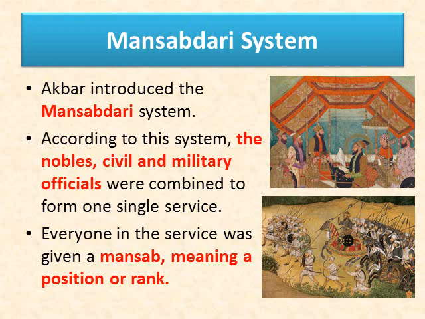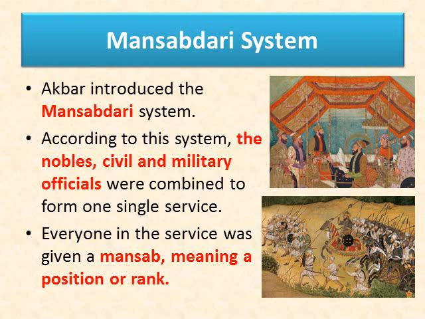One is Zat, the other one is Sawar. Zat indicated the rank in the administration as well as a salary, whereas Sawar represented the cavalry rank. That is, it denotes the number of horses and cavalrymen maintained by the Mansabdar. The position of Mansabdar in the hierarchy depended on the Zat. They were classified into 3rd class Mansabdar, 2nd class Mansabdar and 1st class Mansabdar.